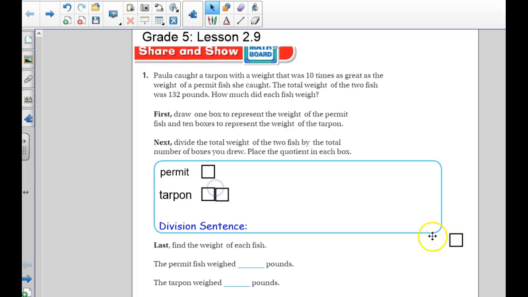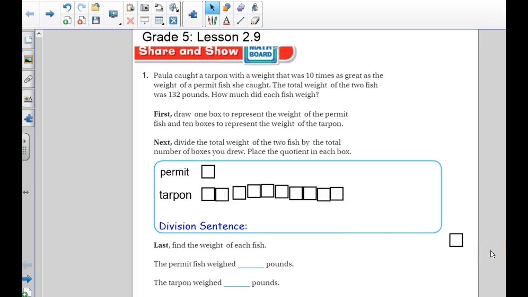So I'm going to try and speed this up a little faster. 3. This takes a lot of time, sorry. 4, 5, 6, 7, 8, 9, 10. Probably drawing would be a little quicker.